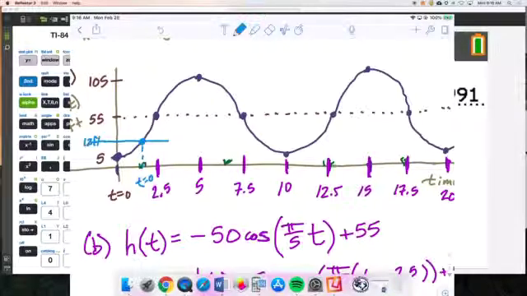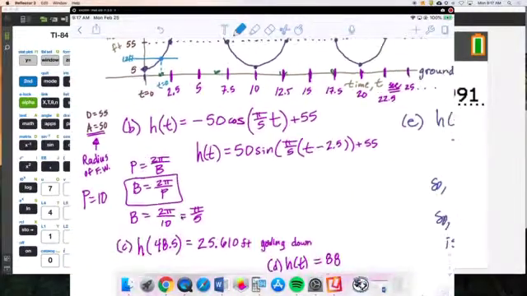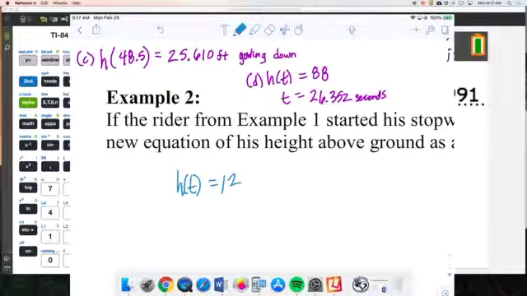Okay, how are we going to find that point? We know it's 12 feet in the air, but we don't know the time. How can we find that value if we know the y value? Graph it. There you go. So here's what we're going to do. We're going to take our equation from above, h of t, and we're going to set it equal to 12.